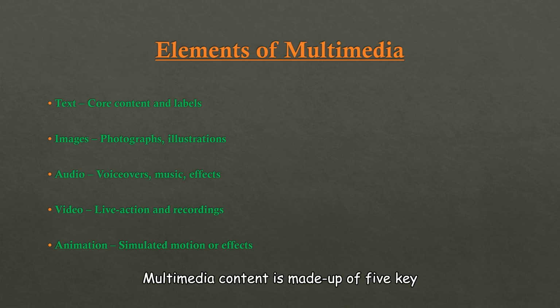Multimedia content is made up of 5 key elements: text, images, audio, video, and animation. Each element plays a unique role. Text conveys clarity, image enhances visual appeal, audio adds emotion, video captures attention, and animation brings concepts to life.